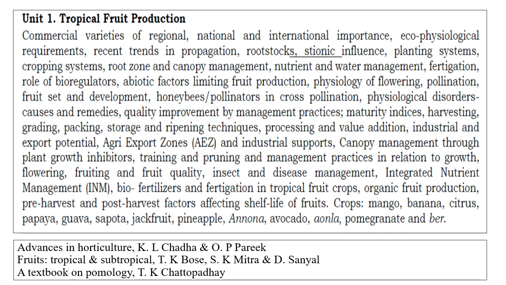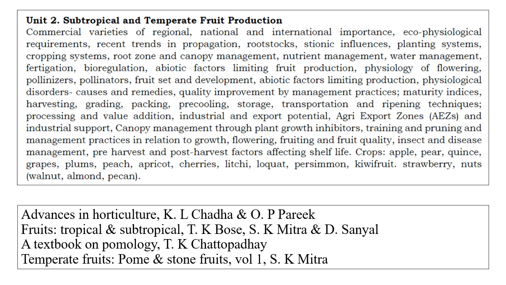So for this tropical fruit production, these books can be referred: Advances in Horticulture by K.L. Chadha and O.P. Parikh, then Fruits Tropical and Subtropical by T.K. Bose, S.K. Mitra and D. Sanyal, then a textbook on pomology by T.K. Chattopadhyay, and this has different volumes. So based on the unit which you are studying, for example tropical, you have to choose that volume, and for subtropical and temperate there is another volume. Likewise you have to choose the T.K. Chattopadhyay book.